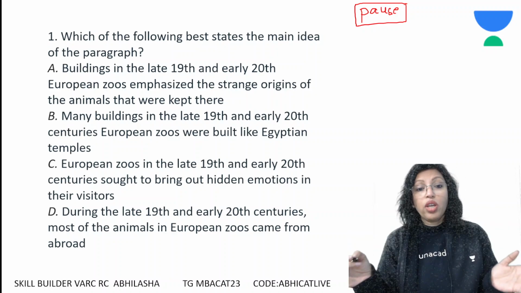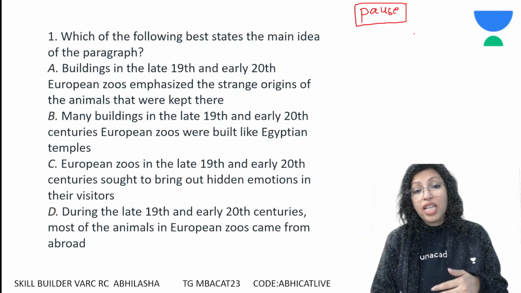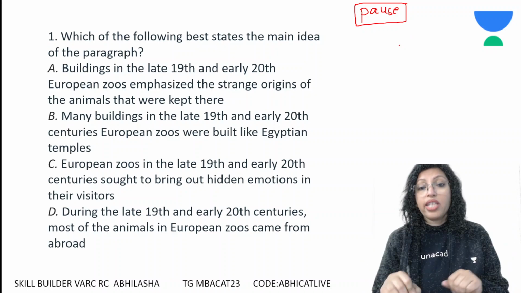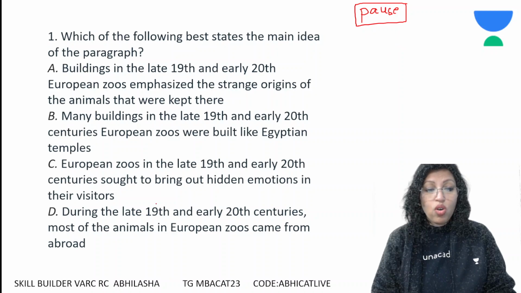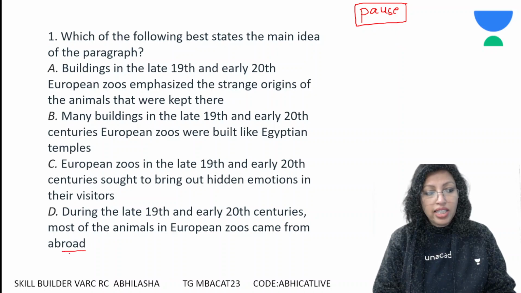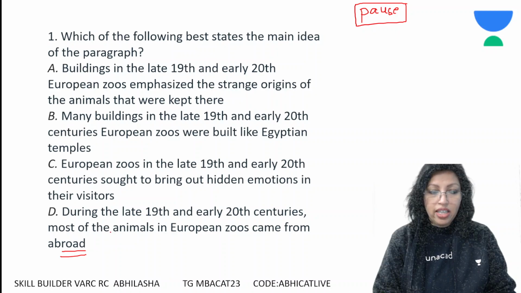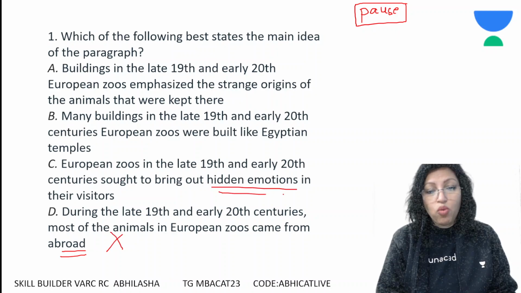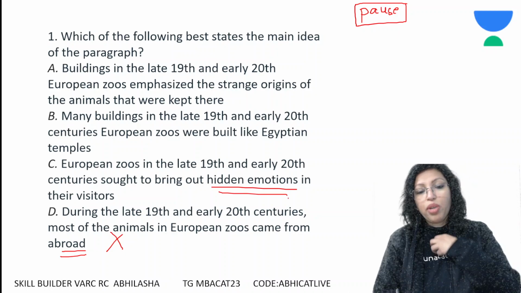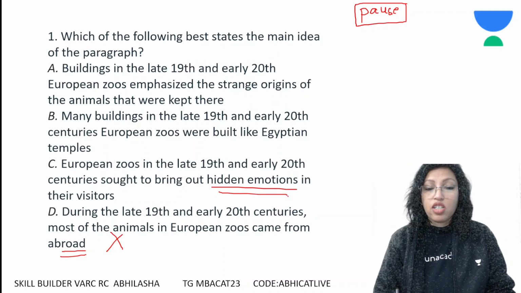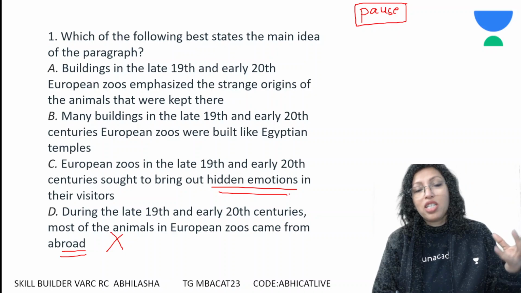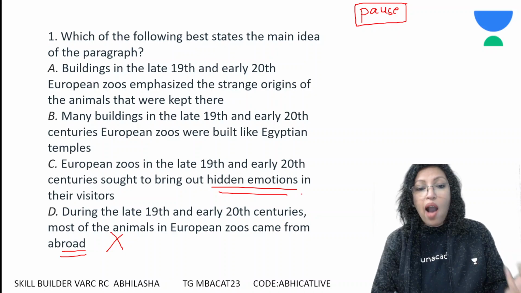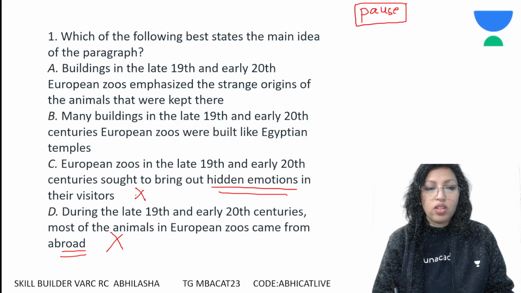Well, because we are talking of the buildings emphasizing, you remember we spoke about how the buildings brought out the strangeness of the animals also. So were we really talking about just the fact that animals came from abroad? Not really. So I'll eliminate D. They sought to bring out hidden emotions. But what kind of emotions? Were they trying to bring out pathos in the visitors? No. We did not expect the visitors to feel sympathetic towards these poor animals. We wanted them to be wowed by them. So not C also.